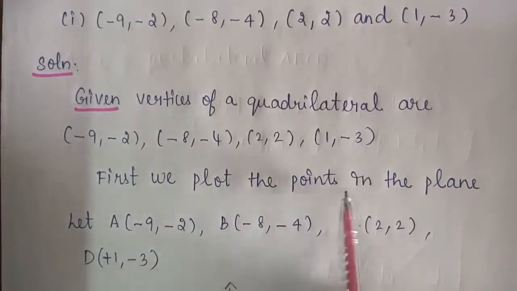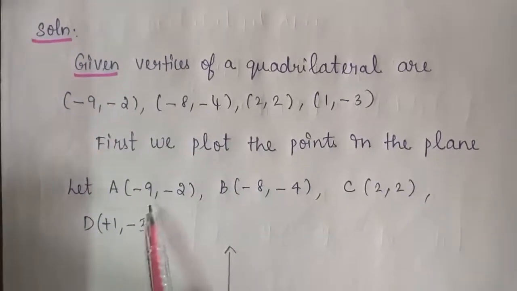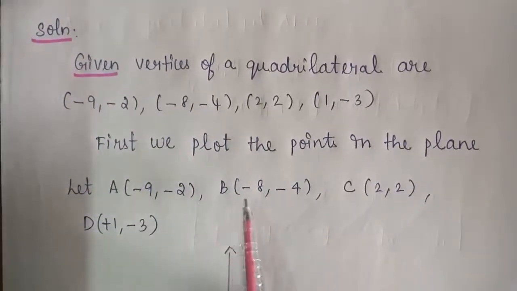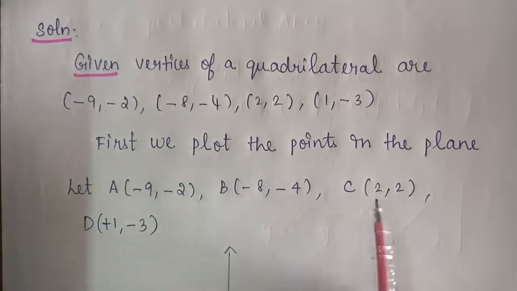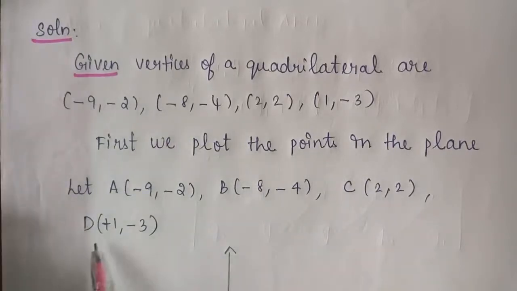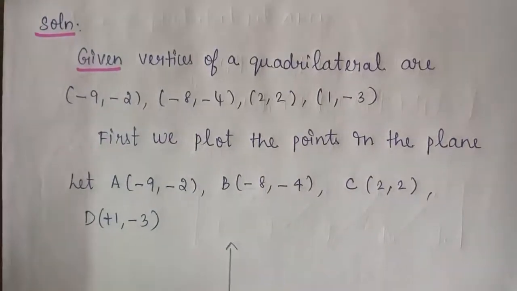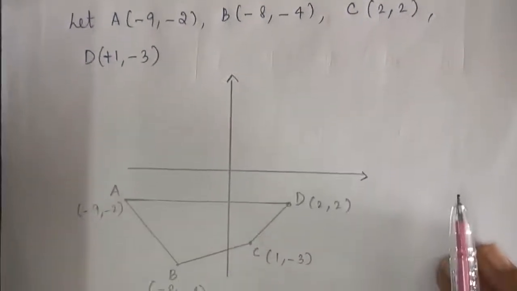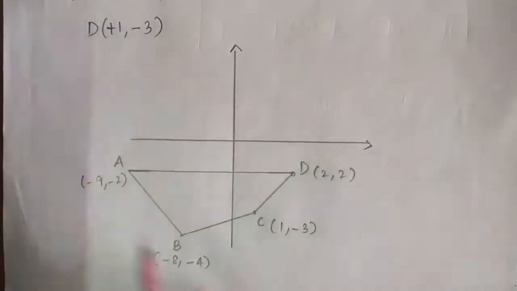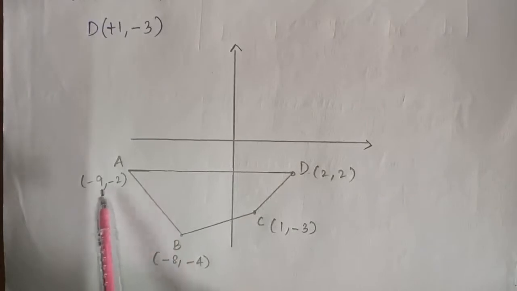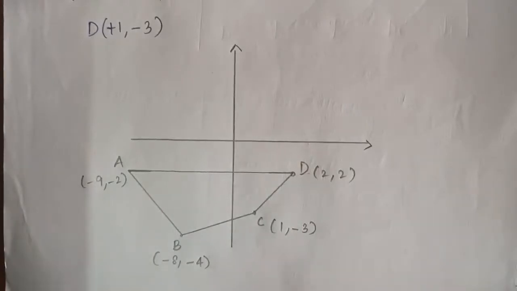First we plot the points in the plane. Let A be (-9, -2), B be (-8, -4), C be (2, 2) and D be (1, -3). We just roughly draw the quadrilateral because both x and y coordinates are negative, so it lies in the third quadrant. Similarly you have to draw a figure roughly. So now you get the shape of a quadrilateral.